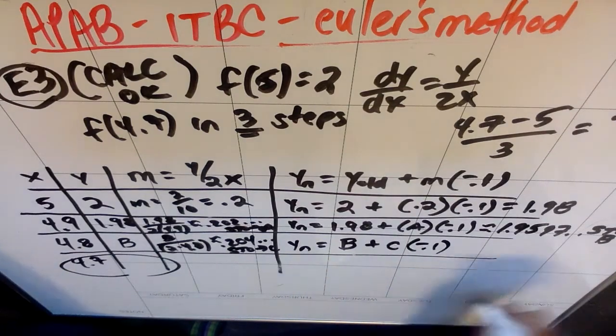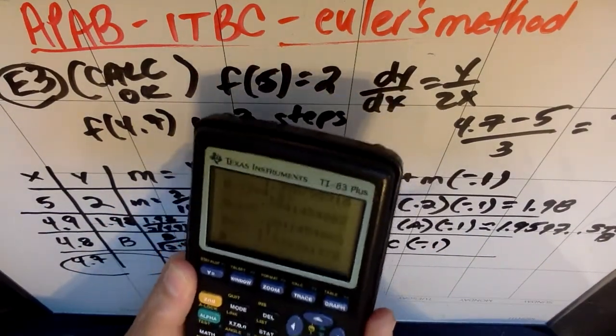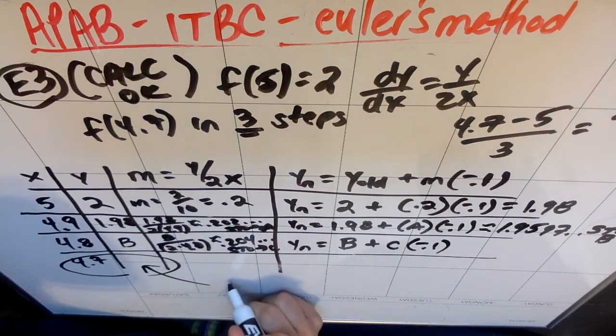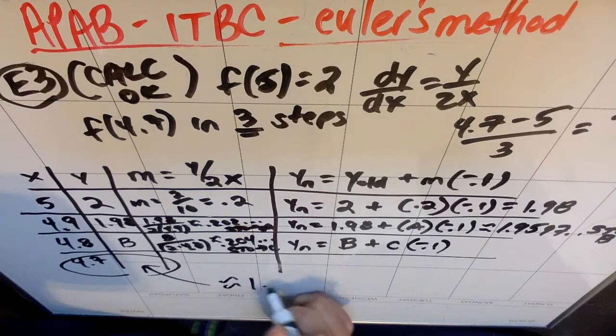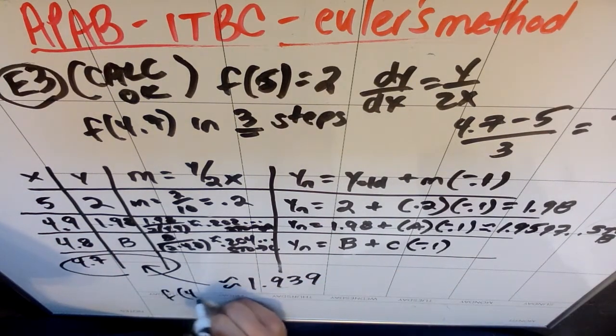And when I type all that into my calculator, you can see I did it right there. I did B plus C times negative 0.1. And I end up getting that this answer right here in my table is approximately 1.939. That's my approximate value for f of 4.7.